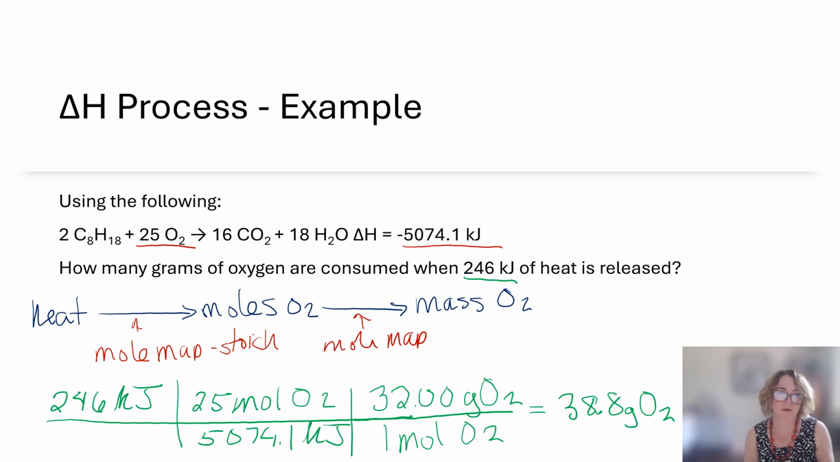All right, so like I say, with just about everything, practice this. Again, this is not much different than the stoichiometry that you've done before. We've just added one more piece to that mole map.